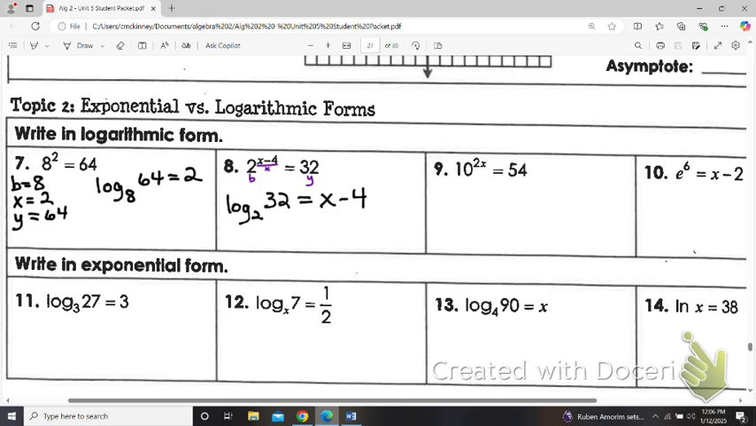So here, 10 is the base, 2x is the exponent, the x, and 54 is our y. So if we're changing it to log form, we have to have the word log, of course. So log base 10 of 54 is 2x. Now, if you're feeling really confident, of course, you could just pause me, try problems, and then come back and check.